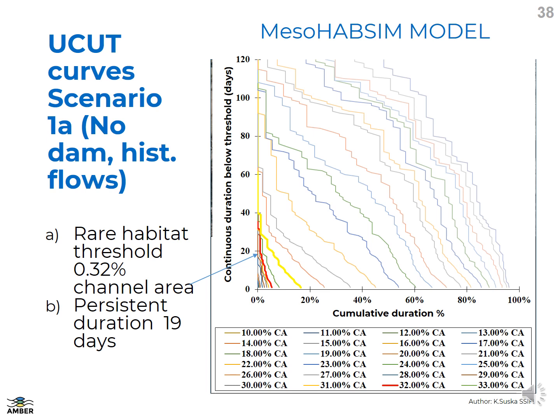We developed the U-cut curves for scenario 1A and plotted U-cut curves diagram. As a rare threshold, we chose 32% of channel area of suitable habitat and with 19 days of persistent duration. In this scenario, amount of flow providing 32% of habitat would be equivalent to 180 liters per second. To provide the same amount of habitat with the dam in place, 250 liters per second would be necessary.